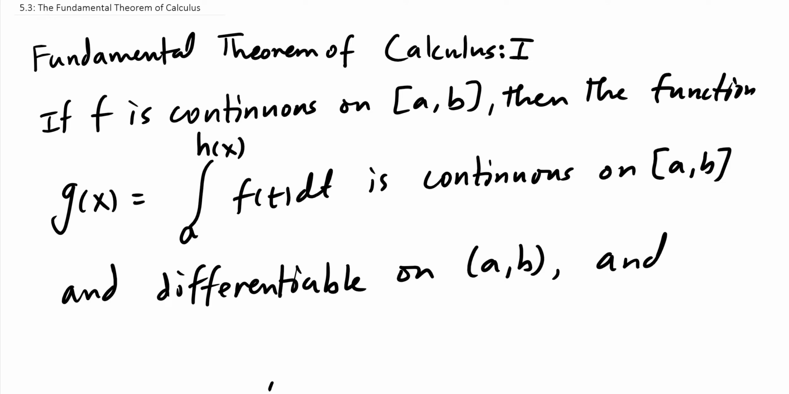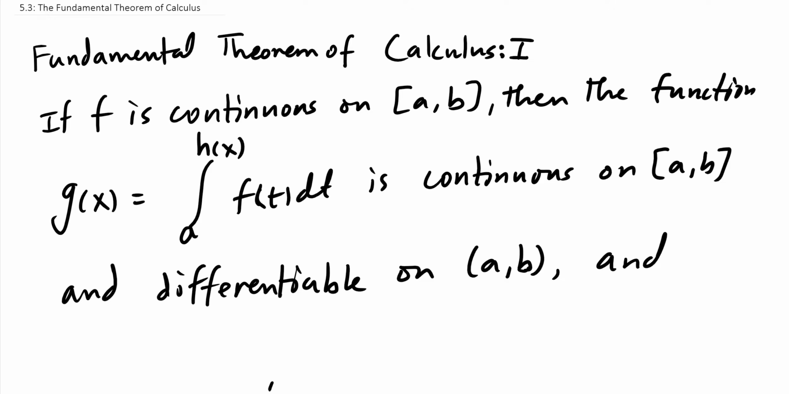And what does it say? It says if f is a continuous function on the closed interval [a, b], then the function defined by, call it g of x, the integral from a to h of x of f of t dt, is also continuous on the closed interval [a, b] and differentiable on the open interval (a, b). And what does the theorem say?